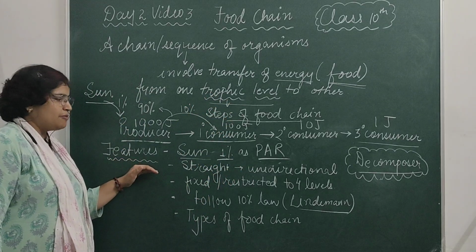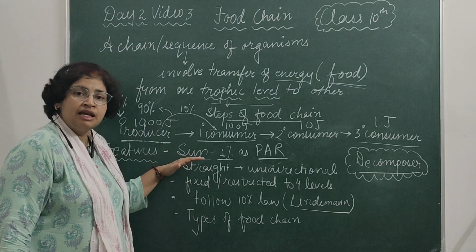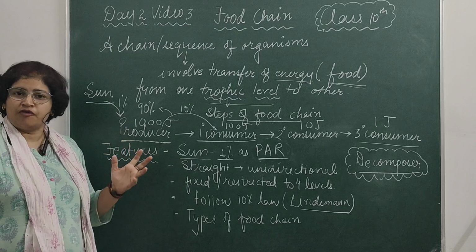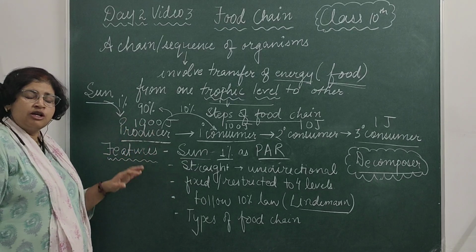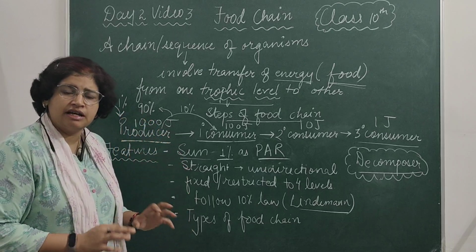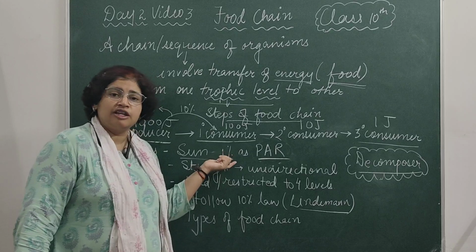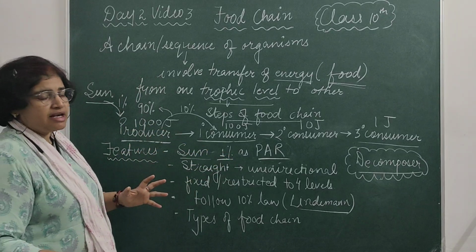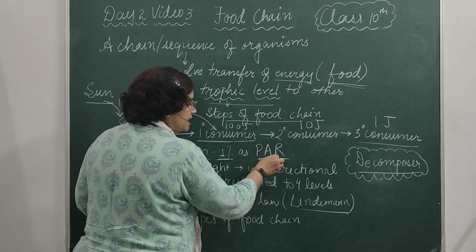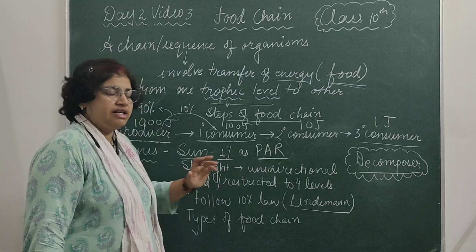Next, we have to study about the features of food chain. Here it is mentioned sun. Sun is the ultimate source of energy. Sun's energy is used by plants to prepare their food. Whatever the radiations are coming on the earth's surface, out of that only 1 to 2% is available for plants to perform photosynthesis. Such kind of radiations are called as PAR. PAR means photosynthetically active radiations.